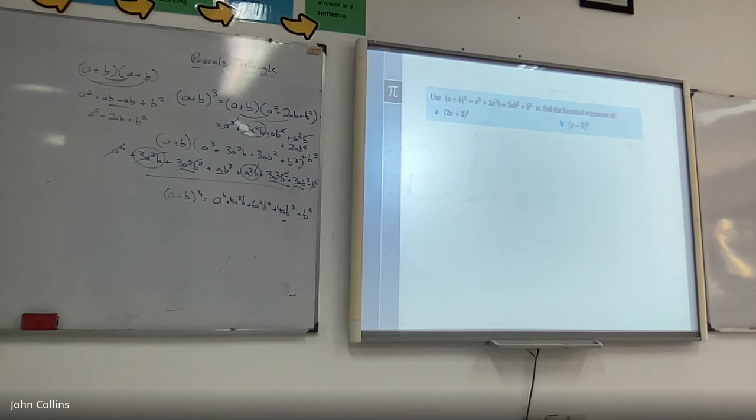Think about what A is in this case. It is 2x. What is B in this case? It is 3. Look at the top line as a reference, and this is a substitution question. A is now 2x and B is now 3. Replace. Substitute. So then A is 2x and B is 3.